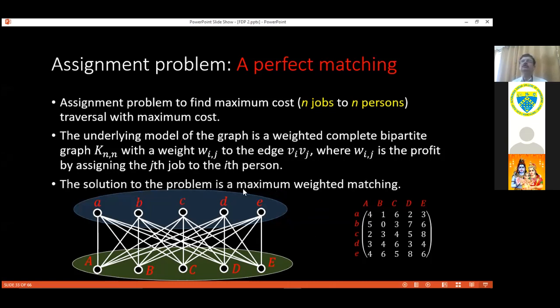The solution of the problem is maximum weighted matching. Okay, the matching is where each edge is adjacent to one of the vertices, one matching. The commission that I'm getting, that Wij, we write as the weight of the edge. The sum of all the weights of the edges in the matching is called the weight of the matching.